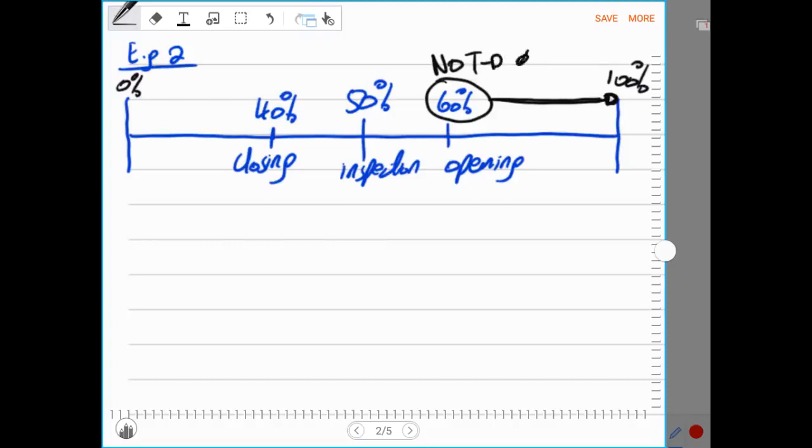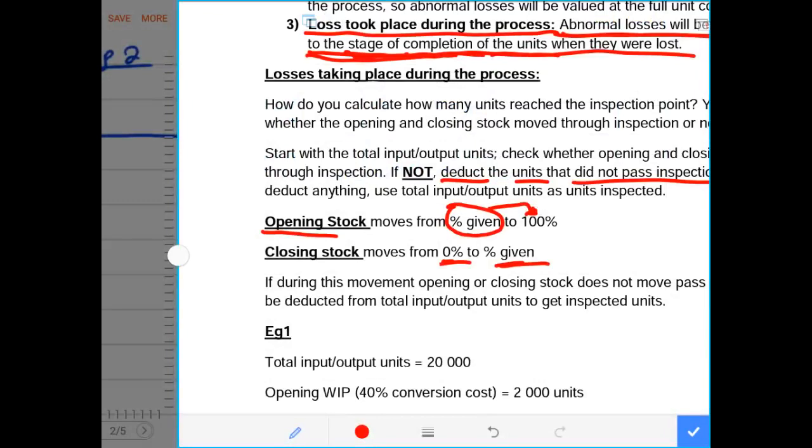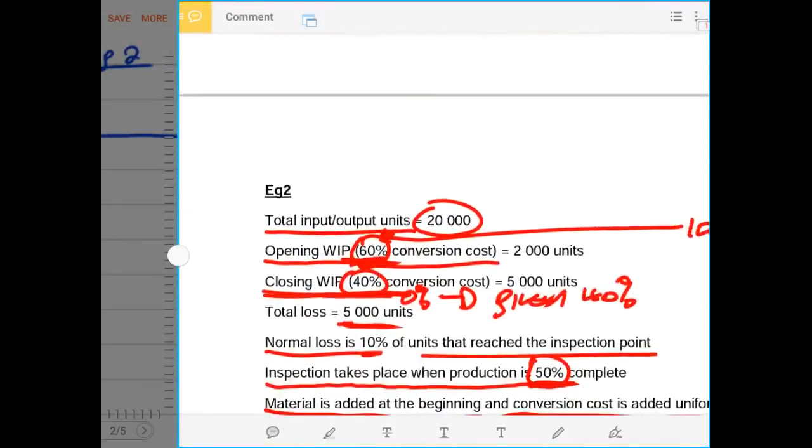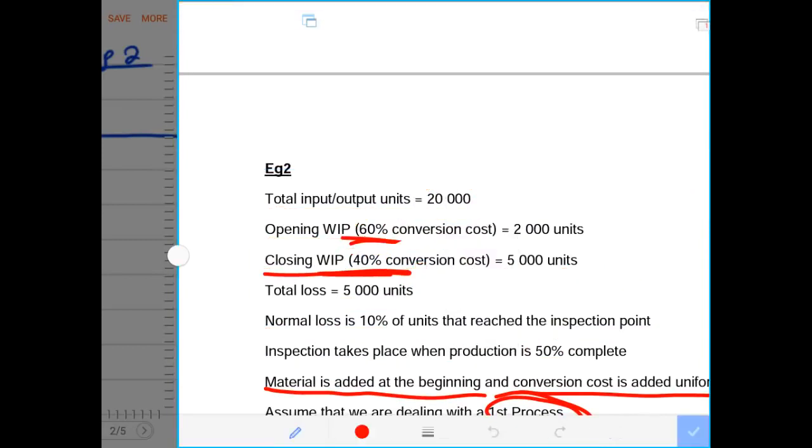And if no, deduct. So now we know that if no, deduct. And how many units of the opening do we have? We have the units of the opening under example number 2 as 2000 units. It means these 2000 units must be deducted from the total input and output. So now that will have to be less 2000.